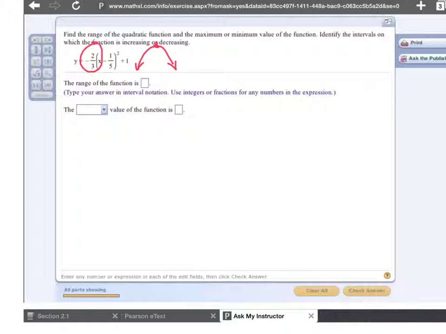Now because it's in this particular form, x minus 1/5 quantity squared plus 1, the negative 2/3 has to do with its width. This tells me what the vertex of the parabola is. So the vertex will be a positive 1/5. Notice that it's the opposite of what appears, x minus 1/5, it's the opposite. And my y value is the second value exactly as it appears. So we don't take the opposite there.